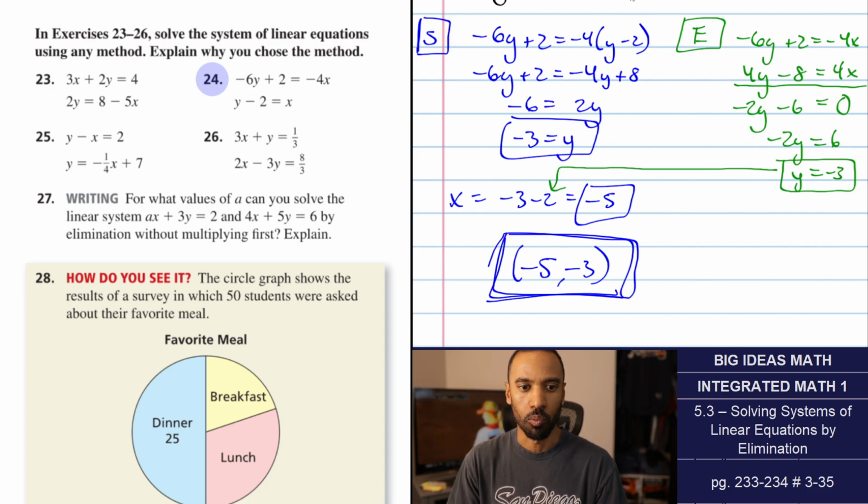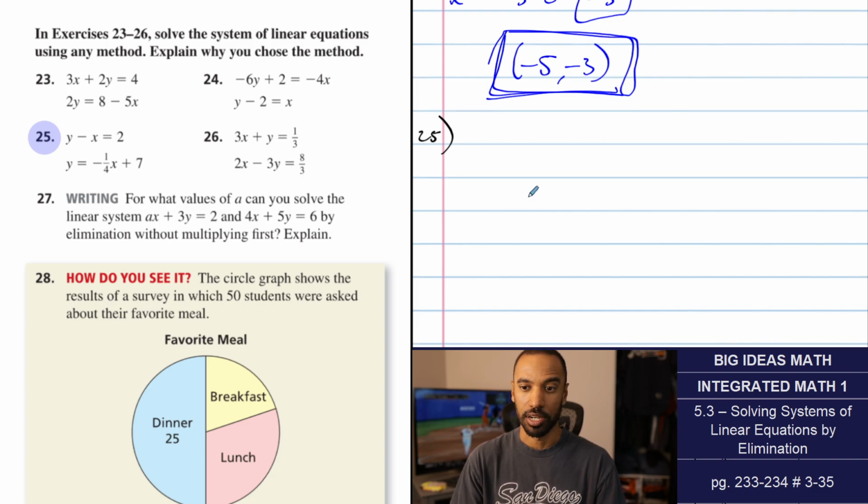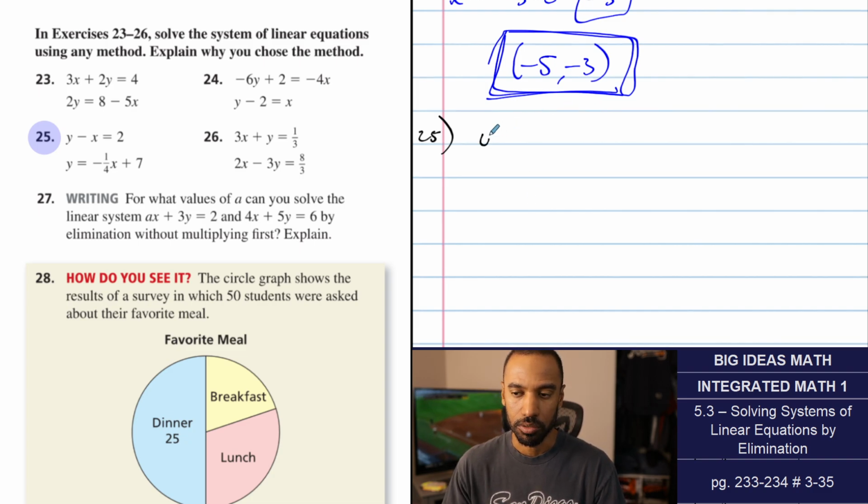And I probably wouldn't want to. Getting a fraction y-intercept on that wouldn't be any fun. Number 25. Look, number 25, I'm probably not going to use elimination, period. Substitution is an option, but you'd have to deal with that fraction, and it's not terrible to do.